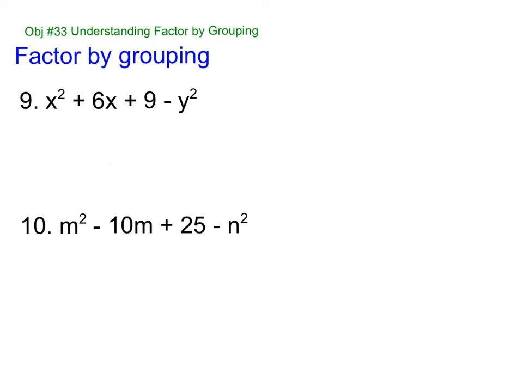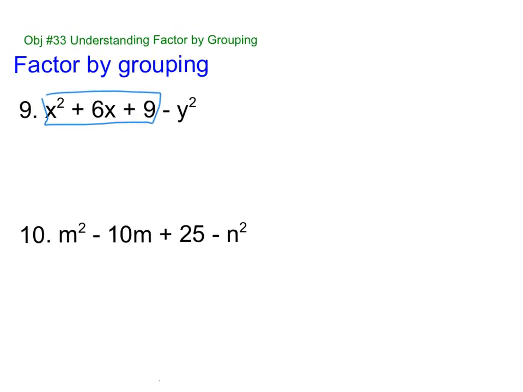Take a look at this. Do you see it? We're going to group, but we're not going to group 2 and 2. We're going to group 3 and 1. So which 3 do you think go together? If we look at this first set, x squared plus 6x plus 9, how does that factor? That's an MC chart, right? Multiply, combine. And it's actually a perfect square binomial. It's x plus 3 times x plus 3, which is x plus 3 squared, and then I'm going to write that y squared at the back.